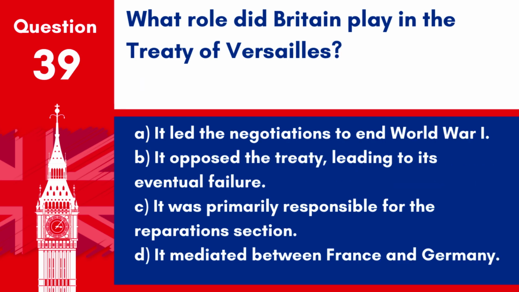Question 39. What role did Britain play in the Treaty of Versailles? A. It led the negotiations to end World War I. B. It opposed the treaty, leading to its eventual failure. C. It was primarily responsible for the reparations section. D. It mediated between France and Germany.